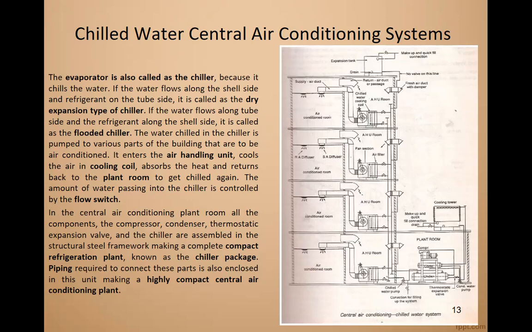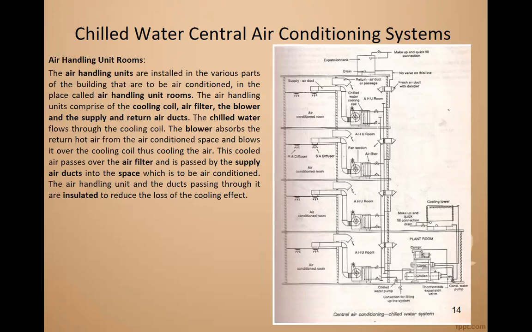Wala siya gumagalaw. In the central air conditioning plant room, all the components, the compressor, condenser, and thermostatic expansion valve, and the chillers are assembled in the structural steel framework, making a complete compact refrigeration plant known as the chiller package. Piping required to connect these parts is also enclosed in this unit, making a highly compact central air conditioning plant.